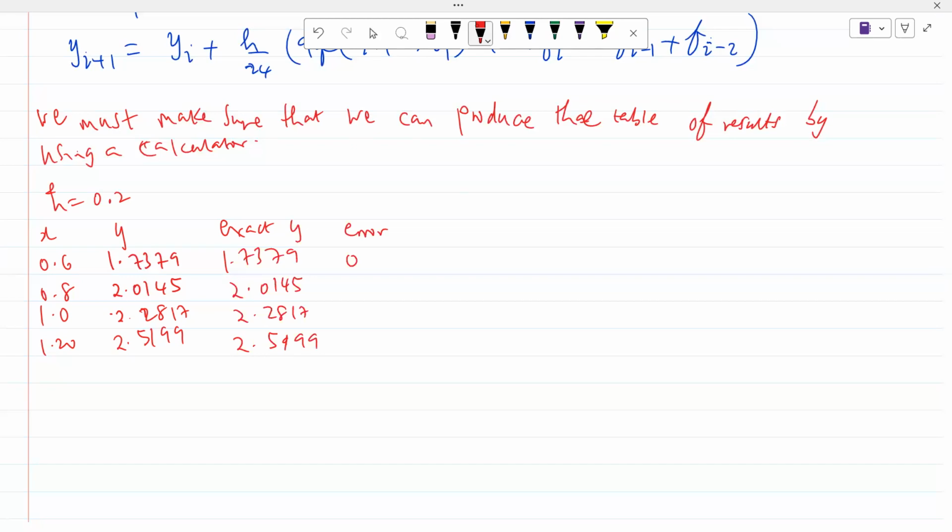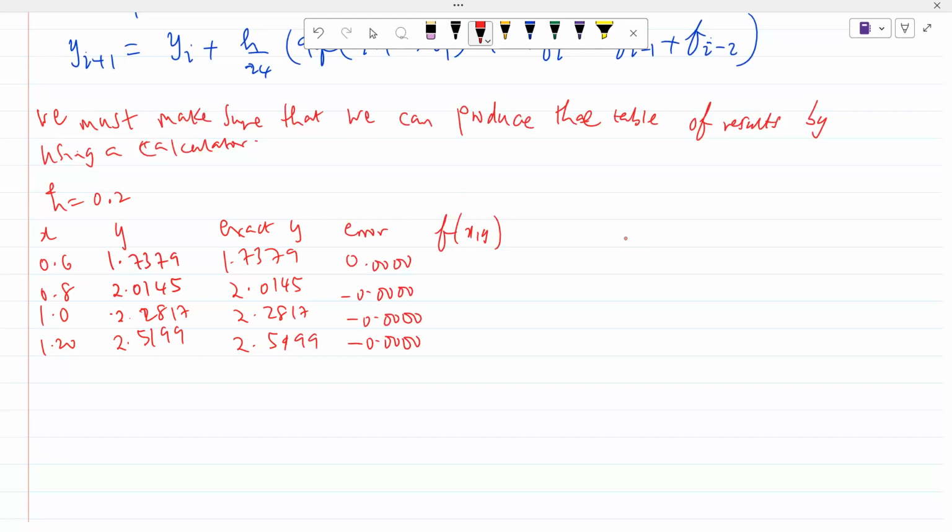With quadruple, to 4 decimal places. And then here you get minus 0, and then here you get minus 0, and here you get minus 0. Right, so you have f(x, y).